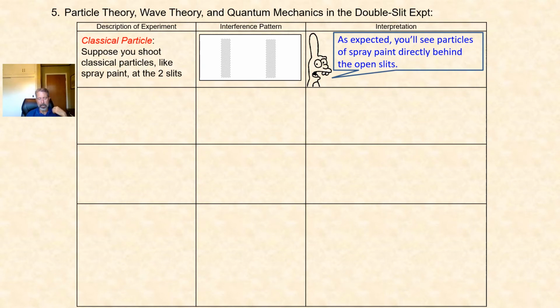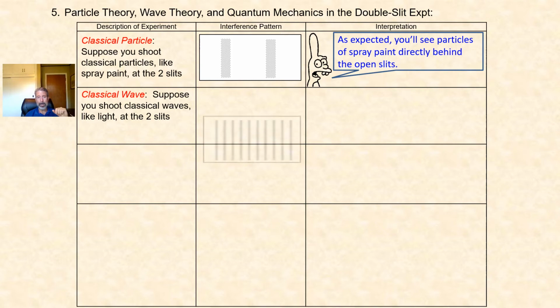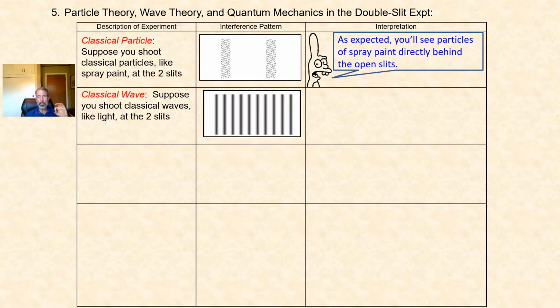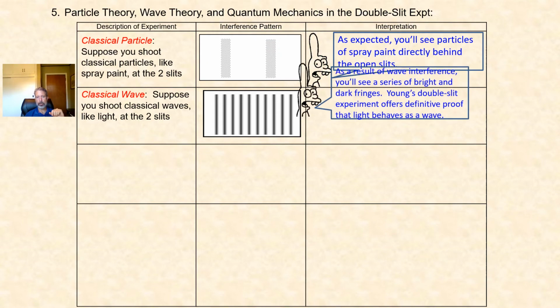In our second experiment, we are going to shoot classical waves at the slits. And this is pretty much what we've been talking about thus far in our presentation. So let's suppose you want to shoot light at the two slits. Well, we know what we're going to see. Young's double slit experiment tells us that when you shoot light at your two slits, you're going to see an interference pattern consisting of both light and dark fringes on the screen, regions where we get both constructive and destructive interference.